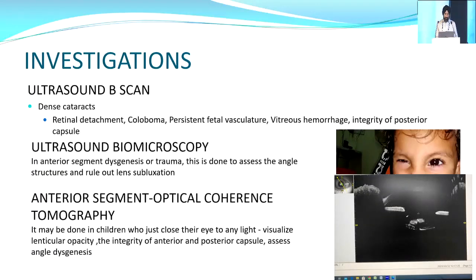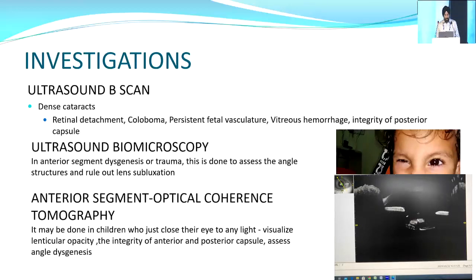where you think that it's going to be a familial cause. Investigations, coming to the investigation, the B scan, where you don't have a view of the retina, probably for retinal detachments, PFEs, hemorrhages, all these would come up with the B scan. So just to know the integrity of the posterior segment, you need to do a B scan. And ultrasound biomicroscopy, again, maybe for anterior segment dysgenesis or to assess the angle structures to rule out maybe subluxation.